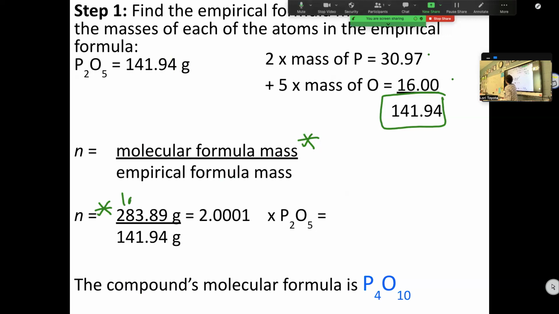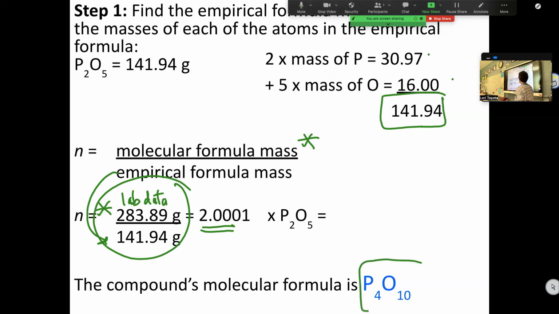So here's our formula. There's our lab data, some kind of experimental data. This came from the empirical formula mass, this number right here. When you divide it, there's our ratio, and that's a solid 2. That's a good whole number, and we won't have any weird surprises where you have to multiply or do anything. You have to do that sometimes. So 2 times P2O5, we get P4O10.